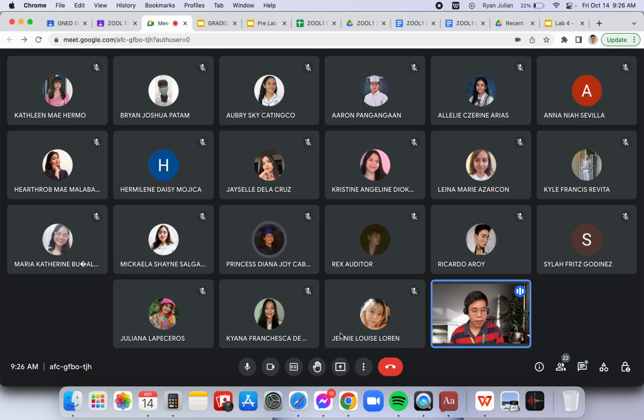Again, for the cell model, you will be passing it next week on Friday, October 21st, if I'm not mistaken. So I hope that you can bring it with you as you enter the campus. One group has already submitted theirs, Jenny. It's here in my boarding house. Ay, in the dorm pala, it's on display. And yes, I hope everyone can pass on October 21st. During our second F2F class, the activity that you will be complying with is about animal tissues.